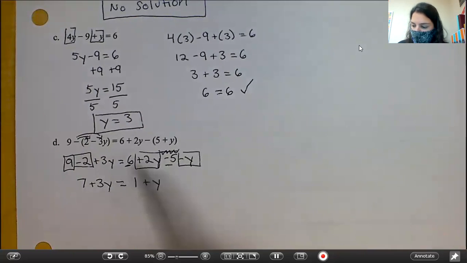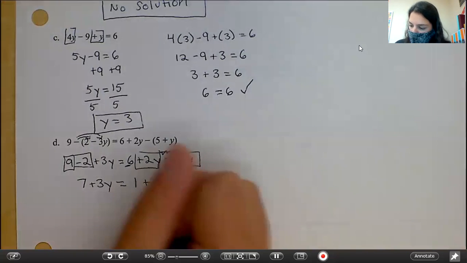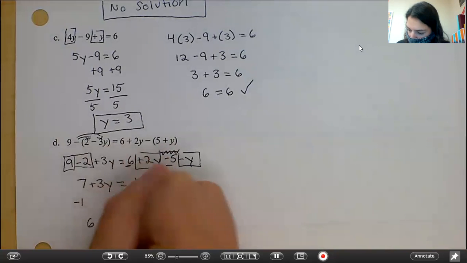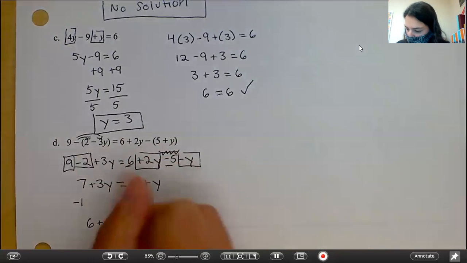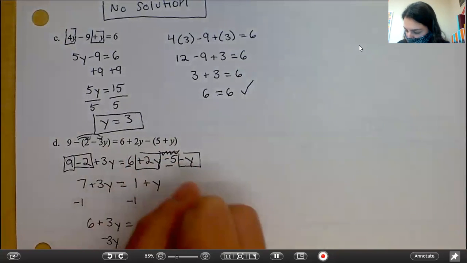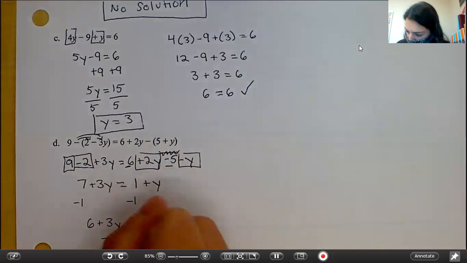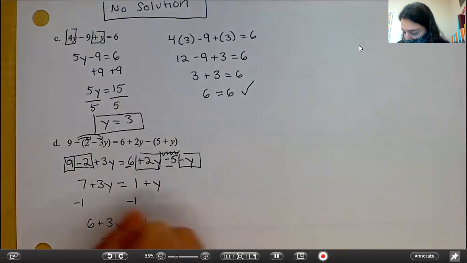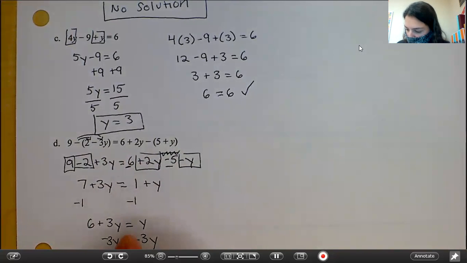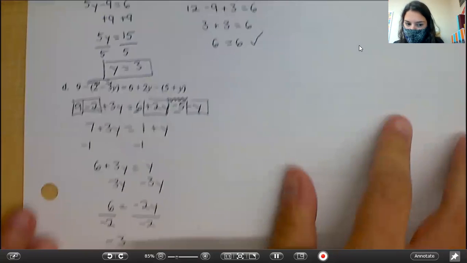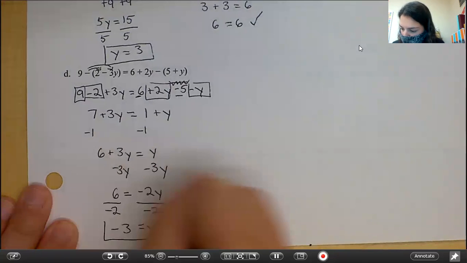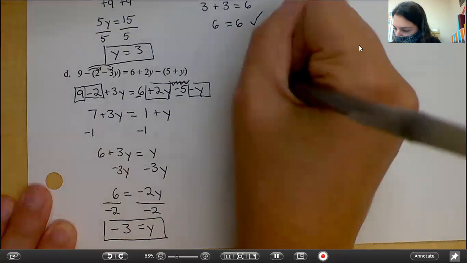If you're back with me, that means you finished. So we're going to subtract 1 from both sides. Get 6 plus 3y equals y. Subtract 3y, and we would get 6 equals negative 2y. You need to divide both sides by negative 2 to get y alone, and you would get negative 3 equals y. Let's check to make sure we're correct.